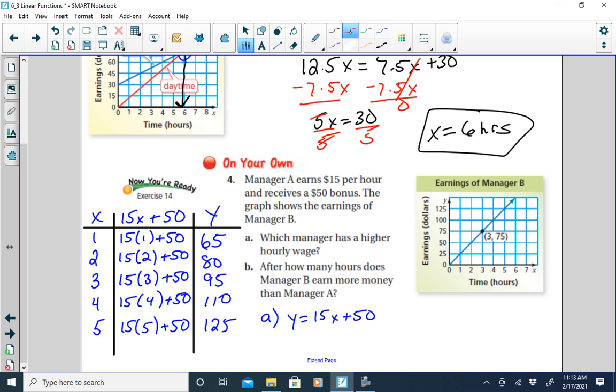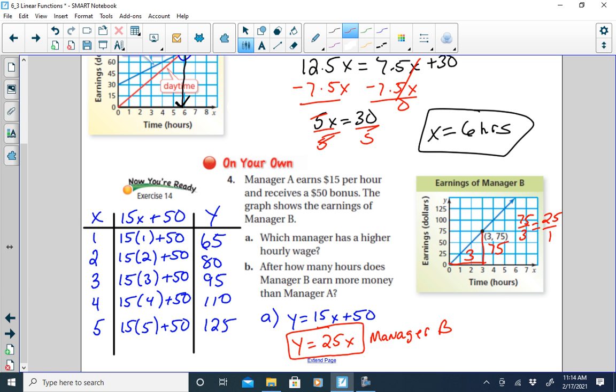What about Manager B? Well, we have to get that from the table. So we need the change in y over the change in x. Change in y here is 75, change in x is 3. 75 over 3 is 25, that's 25 over 1. So Manager B is making $25 an hour, and we have y is equal to 25x. Manager B makes more money per hour. The higher hourly wage is Manager B, for Part A.